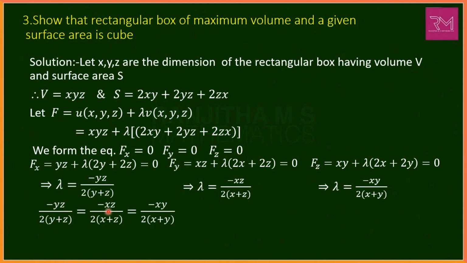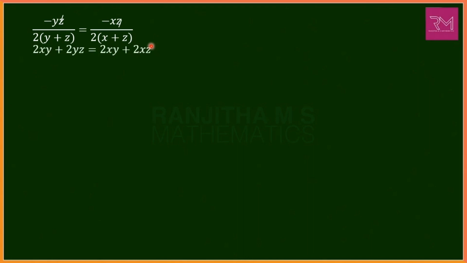First step, we take these two equations. From these two equations we can cancel minus z, and by cross multiplying these two equations we get the value. Here we can cancel the two terms and cross multiply, or we can write it like this also.